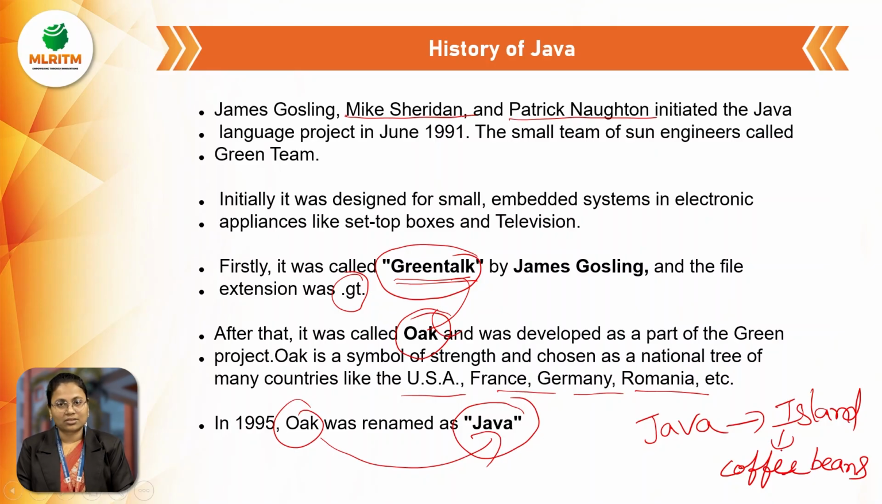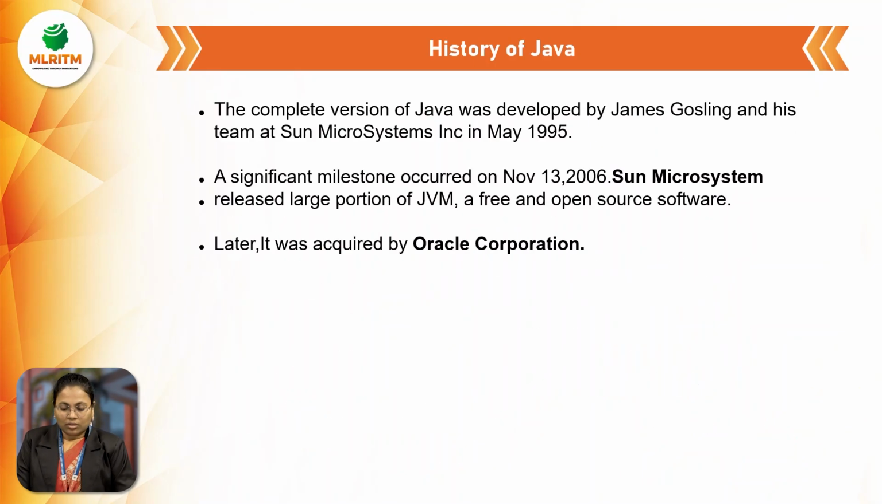So due to that reason, James Gosling and his team members chose this island named Java as their programming language name. That is how they chose Java as the name of this programming language. So next, initially it was developed under Sun Microsystem.